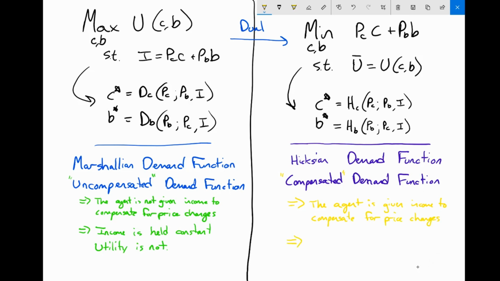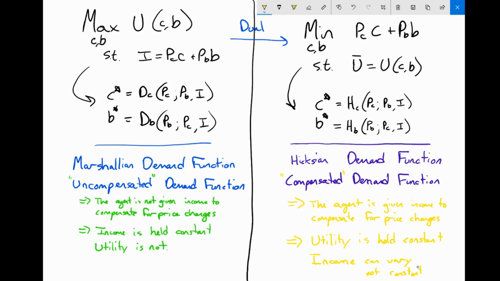All right, another way of putting it would be that utility is held constant while income can vary. Or it's not held constant.